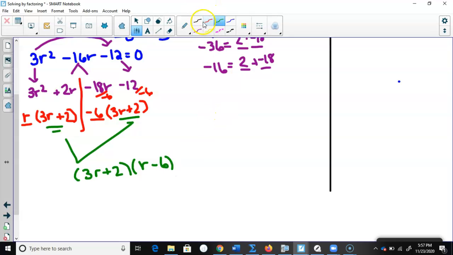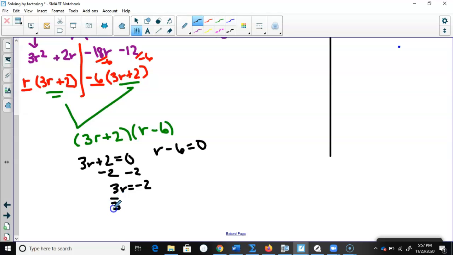What's our goal? Our goal is to set each factor equal to 0. So I have 3r plus 2 equals 0, and r minus 6 is equal to 0. I'm going to subtract 2 from both sides over here. That gives me 3r is equal to negative 2. I'm then going to divide by 3, and I get r is equal to negative 2/3. And then over here, I'm going to add 6 to both sides. So I get r is equal to 6.